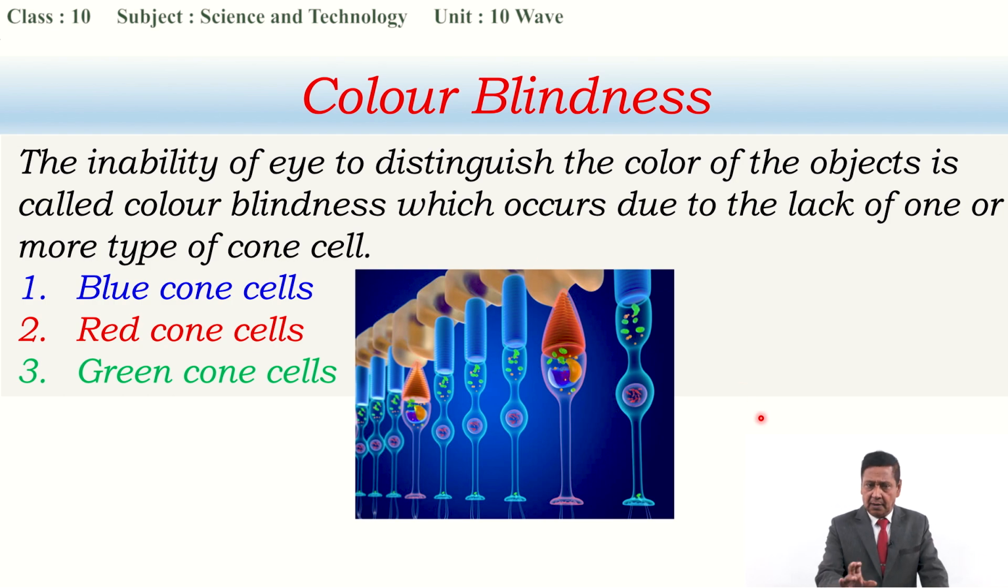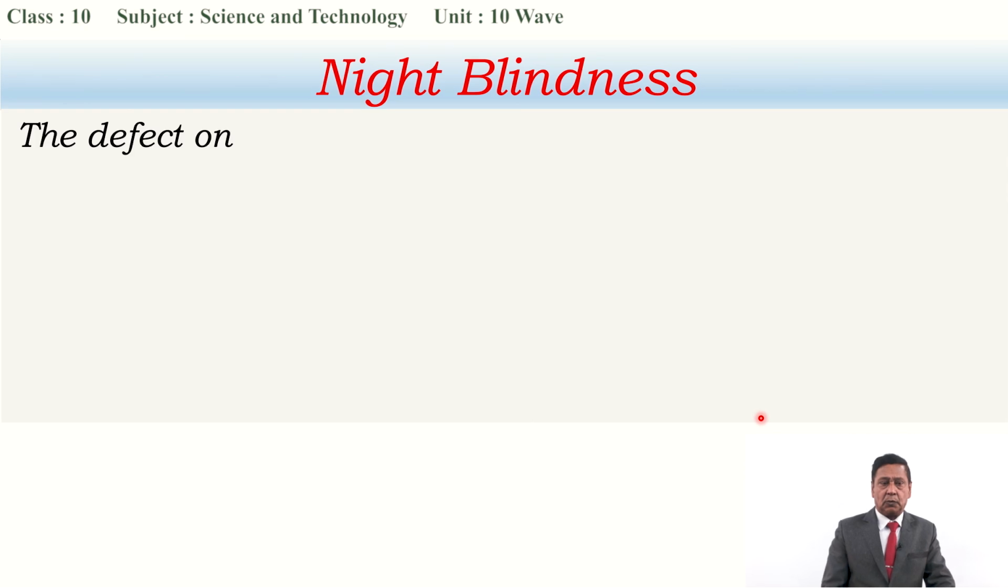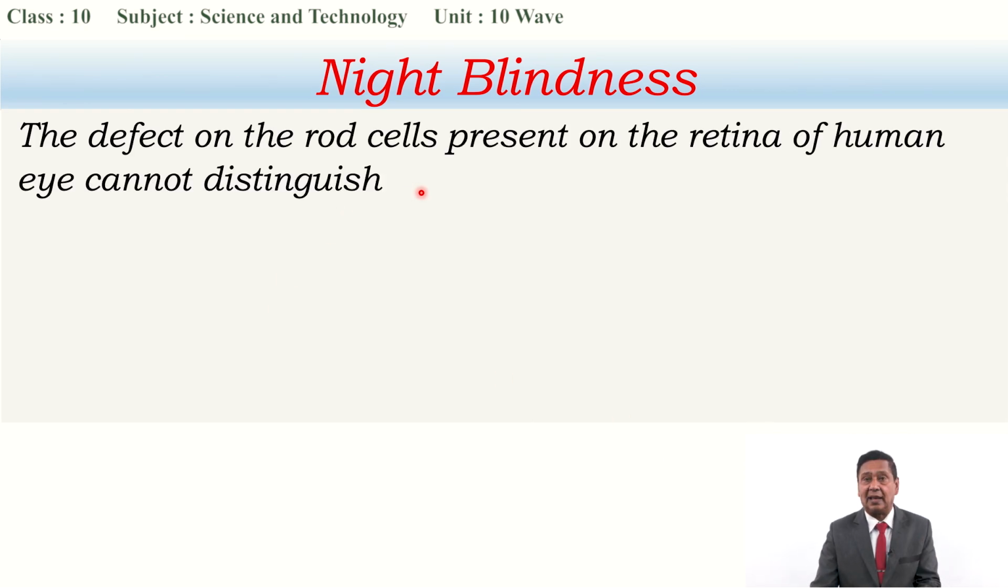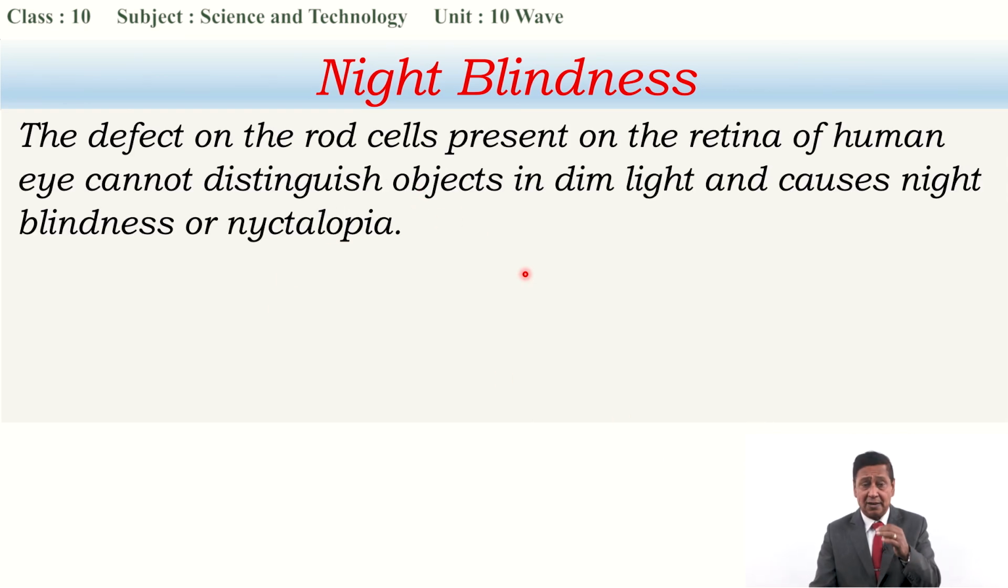Okay. Now let's talk about night blindness also. What is it? A defect in the rod cells. Previously I told you about cone cells. Actually color blindness is related to cone cells, but night blindness is related to rod cells. A defect in the rod cells present in the retina of the human eye means one cannot distinguish objects in dim light, and it causes night blindness or nyctalopia. Rod cells are related to what? Rod cells are related to the condition of light.